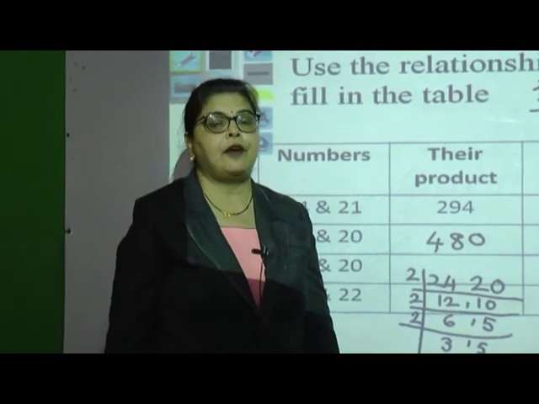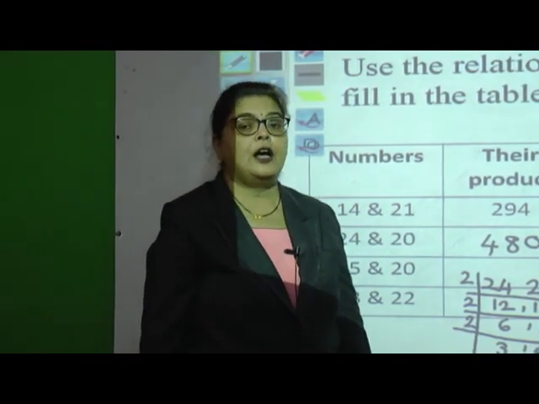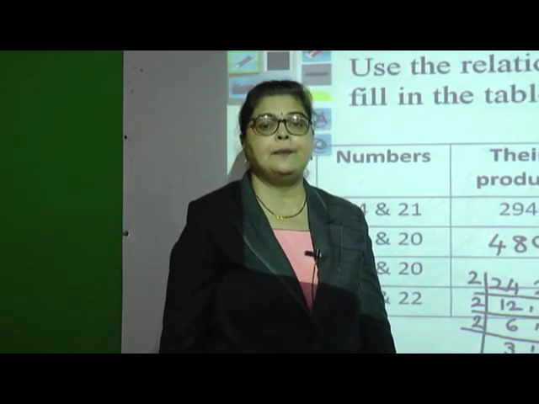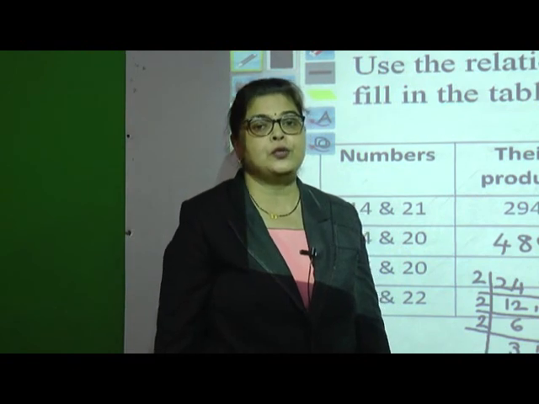I gave it by the factorization method and the division method. Now you practice it. We have many example sums in the textbook. So practice it. Hope you understood, and we will go for the next topic later on.